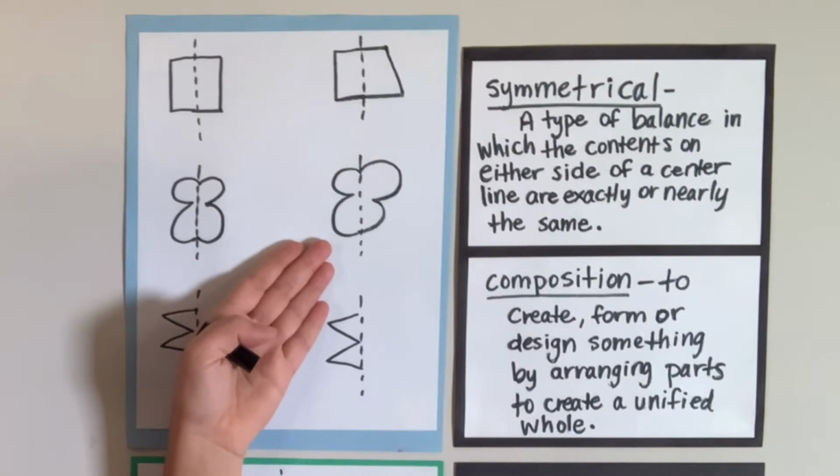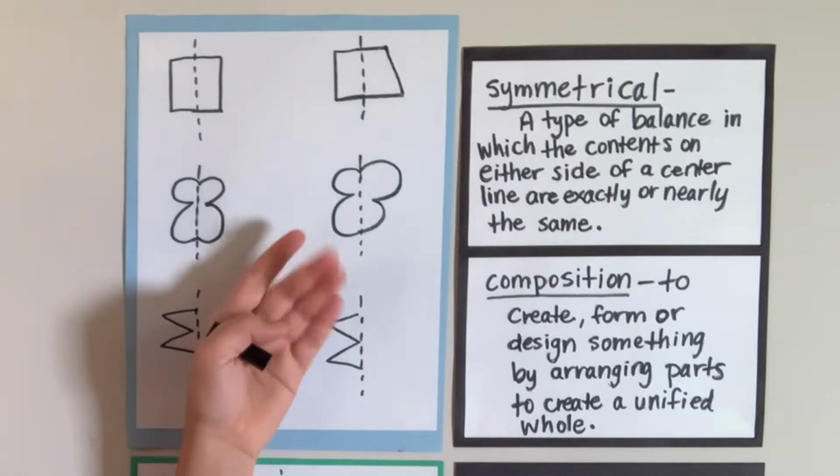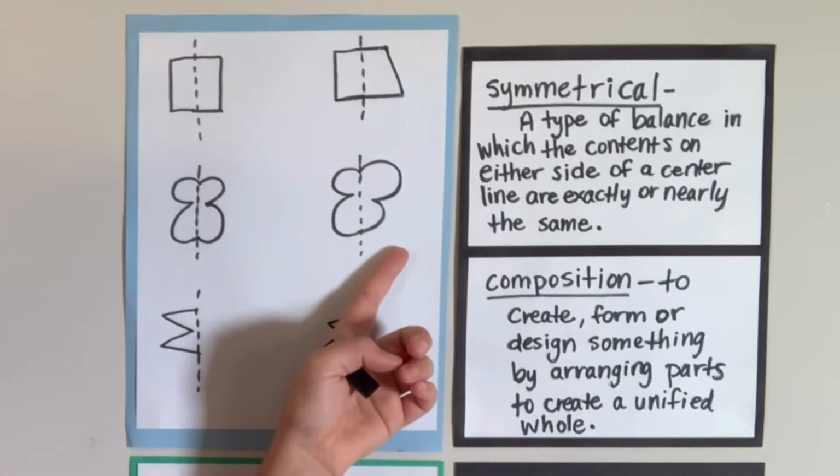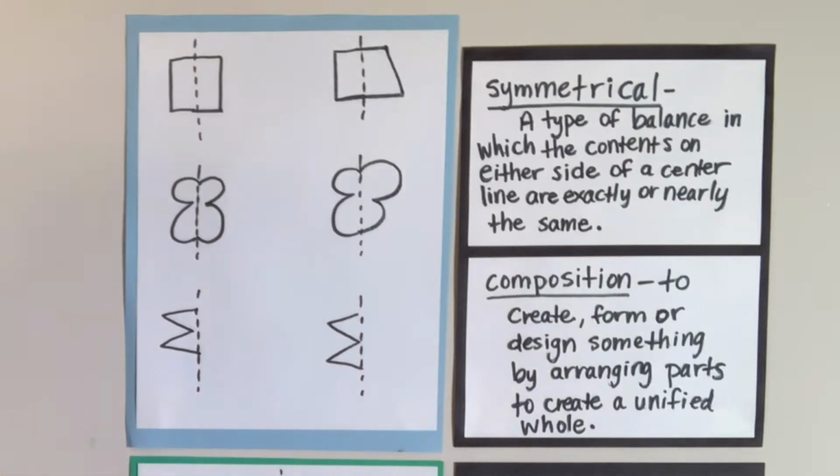Now, it is not an exact half that is the same. If we folded this in half, would one side cover the other side? No. It would go out a little bit farther than the other side. So this is asymmetrical.